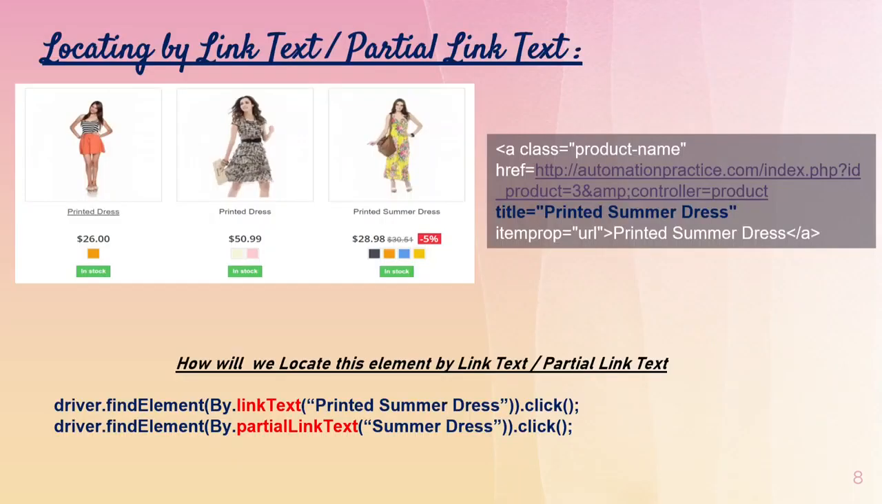So how are we going to locate this element through LinkText or partial LinkText? For example, here we have various links like the printed dress and the printed summer dress, and this is the syntax of it. So how are we going to click on this link? For that, I'll be explaining LinkText first.